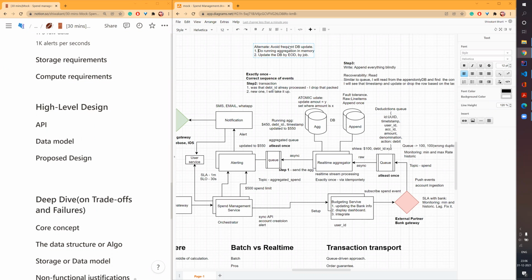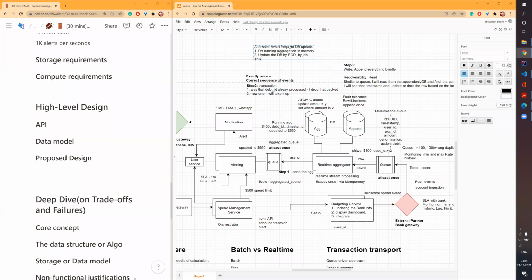Yeah, update aggregate DB. Okay. If you use Cassandra or something like that, you don't need to update. It's just always an insert statement. So that's what Nick is referring to.